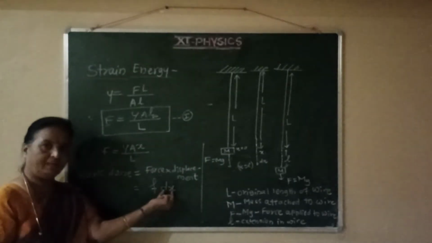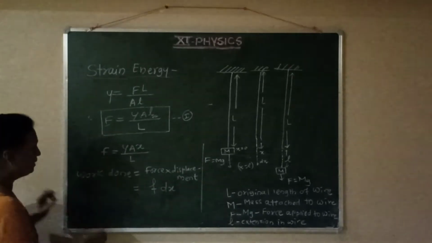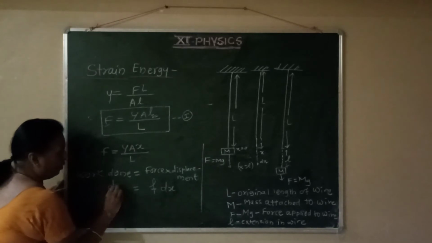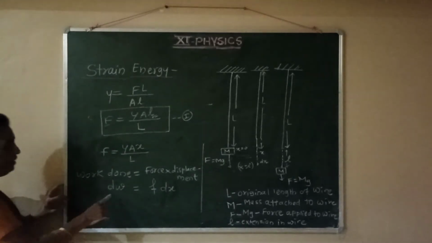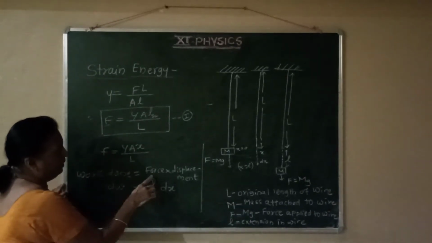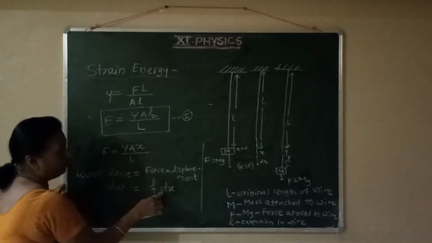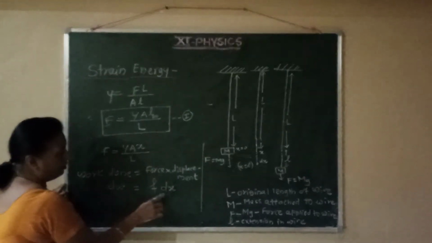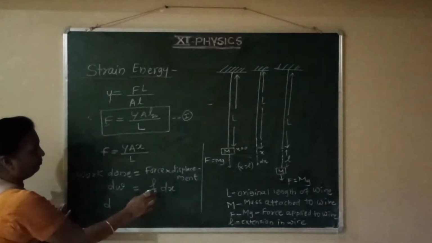dx small elongation. For small elongation, small force is needed, and this work done is also small. The small work done we denote it by dW. So we get this equation, work done during the stretching of wire, that is equal to force into displacement, but displacement here we consider it in terms of the elongation. So this formula we get, substitute the value of F from this equation.